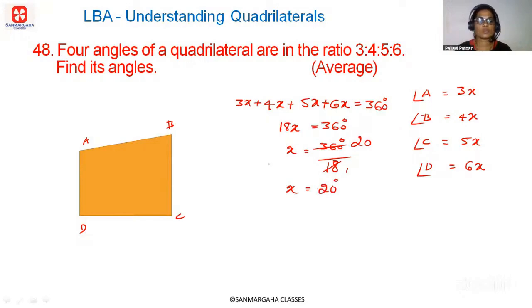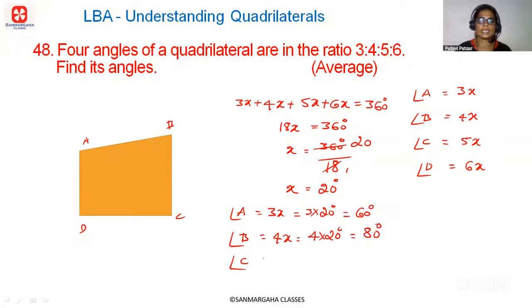20 degree. So now we have to find out each angle. So angle A is equal to 3x. So 3 into 20 degree is equal to 60 degree. Angle B is equal to 4x. So 4 into 20 degree. So this is equal to 80 degree. Angle C is equal to 5x. So 5 into 20 degree is equal to 100 degree. So angle D is equal to 6x. 6 into 20 degree. So this is equal to 120 degree.